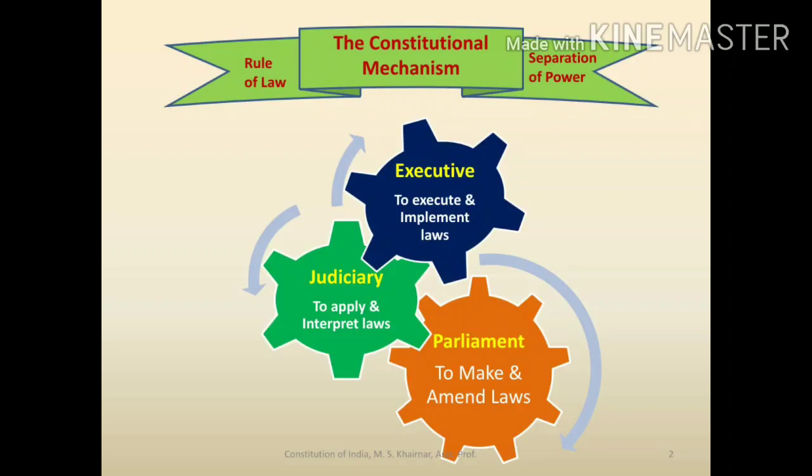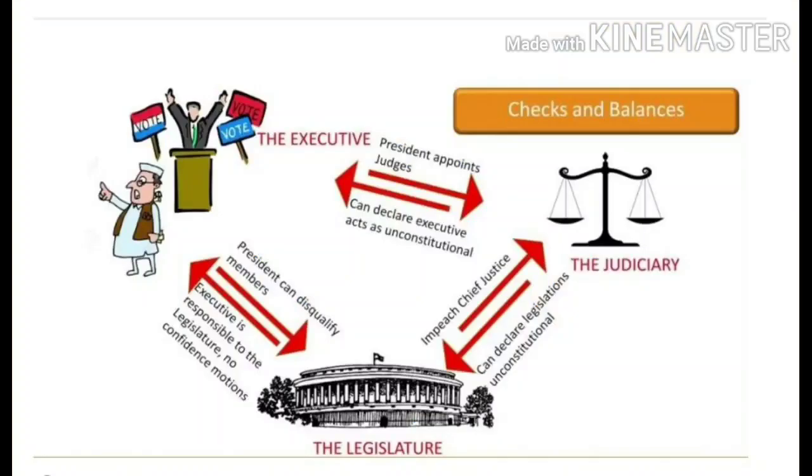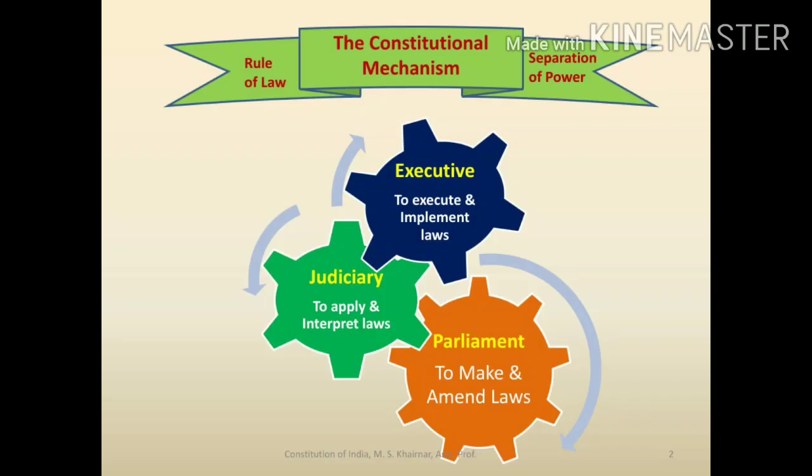In India, the Constitution has created three wings: Parliament to make the law or to amend the law, Executive to implement and to execute the law, and Judiciary to apply and interpret the law as per the facts and circumstances of the case. This constitutional mechanism is very well established in the spirit of the Constitution.